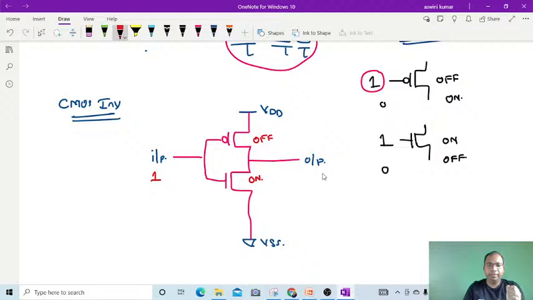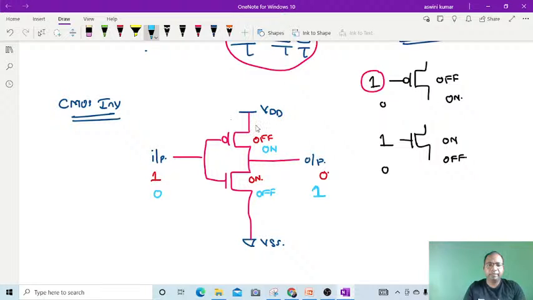And if I am giving the input as a 0, then that one is in the on state and the other is in the off state, and now the output is connected to VDD, so you will get the output as high. Okay, so that is the case of operation. How come this acts like an inverter? Fine. So now it is the case about the CMOS inverter.